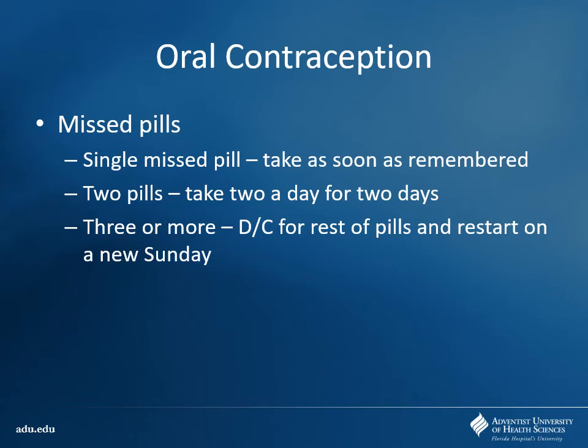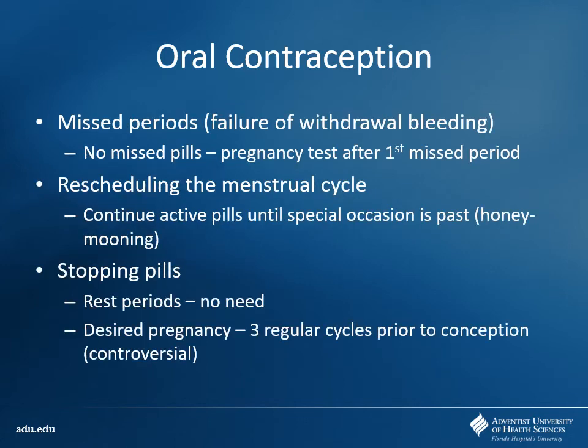Okay, so miss 2 pills, take 2 pills for 2 days, back on track. They miss 3 or more, margin for error is too high at that point. I say go ahead and just DC the rest of the pack and start on a new Sunday. Even if there's still plenty of drug left in that pack, say hey, just go ahead and toss it, we'll get a new refill, and then restart on that Sunday. That's typically what we recommend for most patients. That gives you enough of a safety margin where you're not worried about them potentially getting pregnant. But for that 3-day mark, it's a little too iffy at that point.